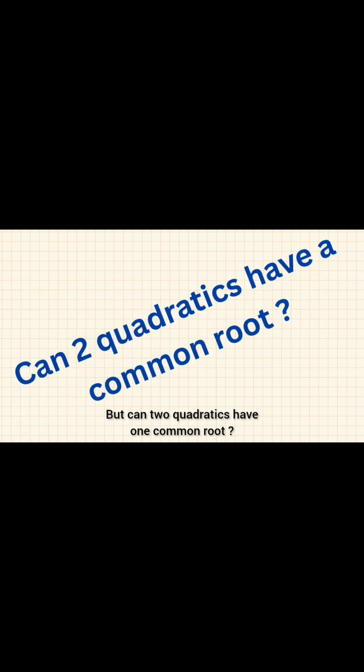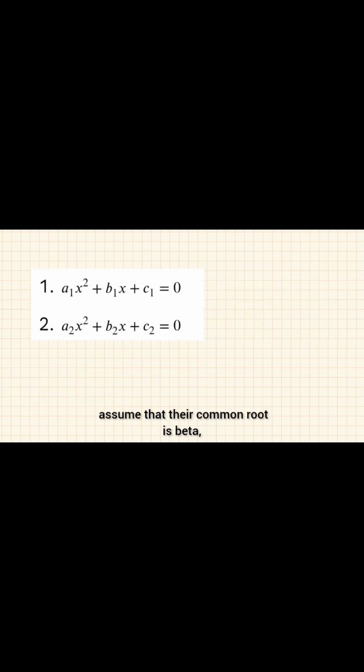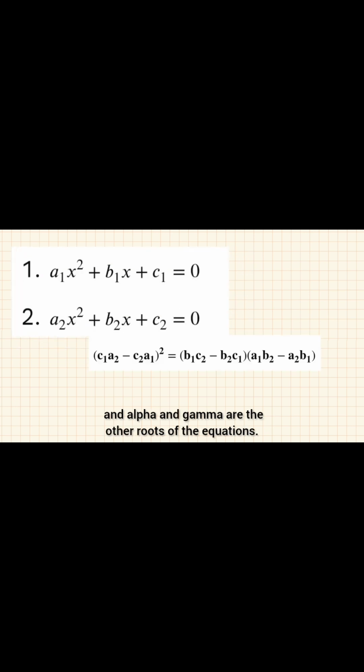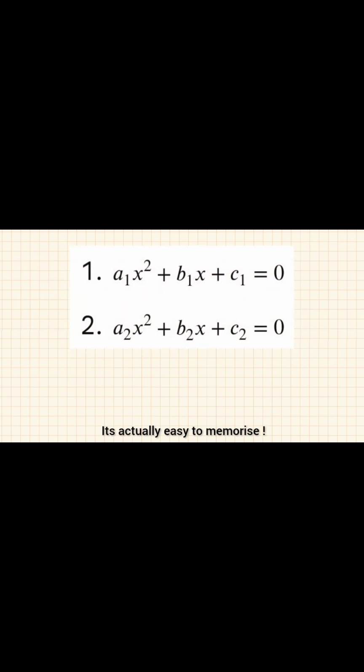But can two quadratics have one common root? Of course, let these be the two quadratics. Assume that their common root is beta, and alpha and gamma are the other roots of the equations. This is the condition for one common root. It's actually easy to memorize.